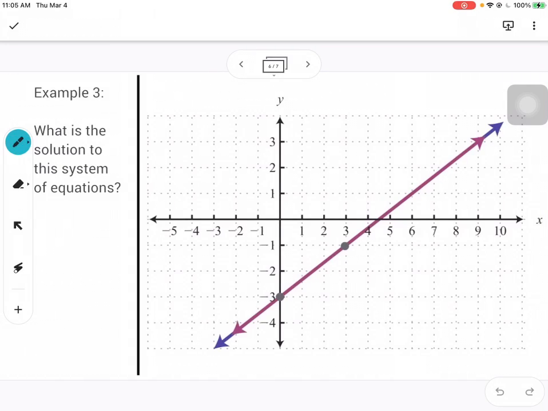Lastly, what is the solution to this system of equations? Notice we have two lines here, this pink line and this blue line. They are always crossing each other at all these different points. Every single one of these points is a solution, and these lines go on forever. That is why when they are the same line, we say that there are infinite solutions.